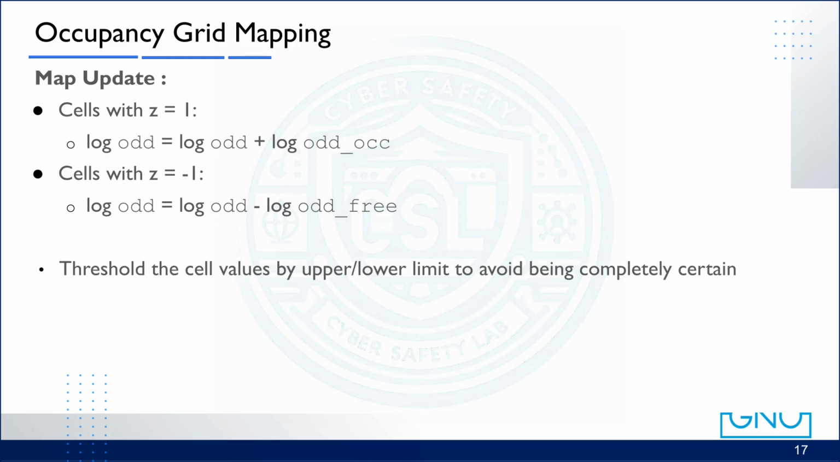In robotics, we always have to expect noise and unexpected disturbances. Because of that, we should never allow the map to become completely certain. If the log odds value becomes extremely large or extremely small, it means the algorithm believes the cell is 100% occupied or 100% free, which is unrealistic. So we introduce an upper and lower limit to prevent the values from becoming overly confident.